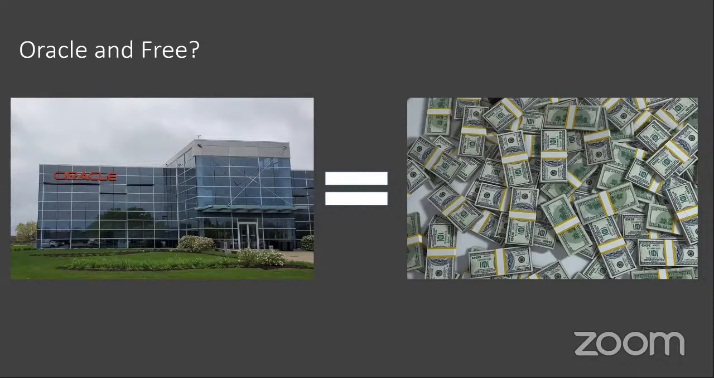If you've had a deal, let's say with the database, you know that if you're using Enterprise Edition, you're going to pay for each one of those cores that you're using. And if you want to use any of the features, guess what? You're going to pay again.